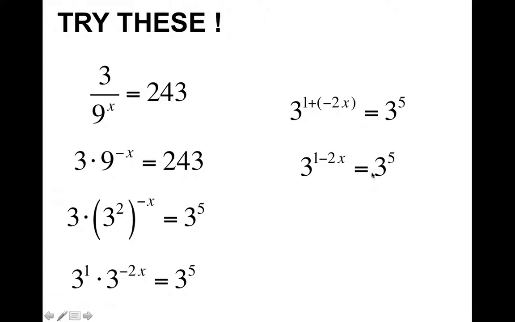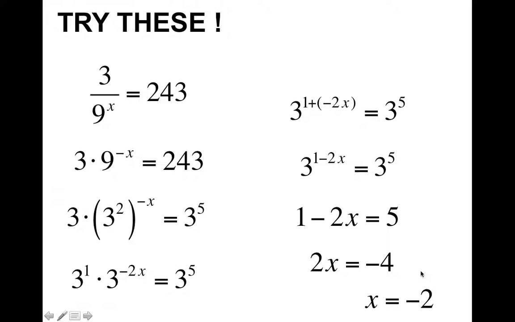Now we're back down to the basic equation. 3 to some power equals 3 to some power. That means this exponent must be equal to this exponent if these are actually equal to each other. So 1 minus 2x must be 5. And solve that. 2x equals negative 4. Divide by 2, x equals negative 2.